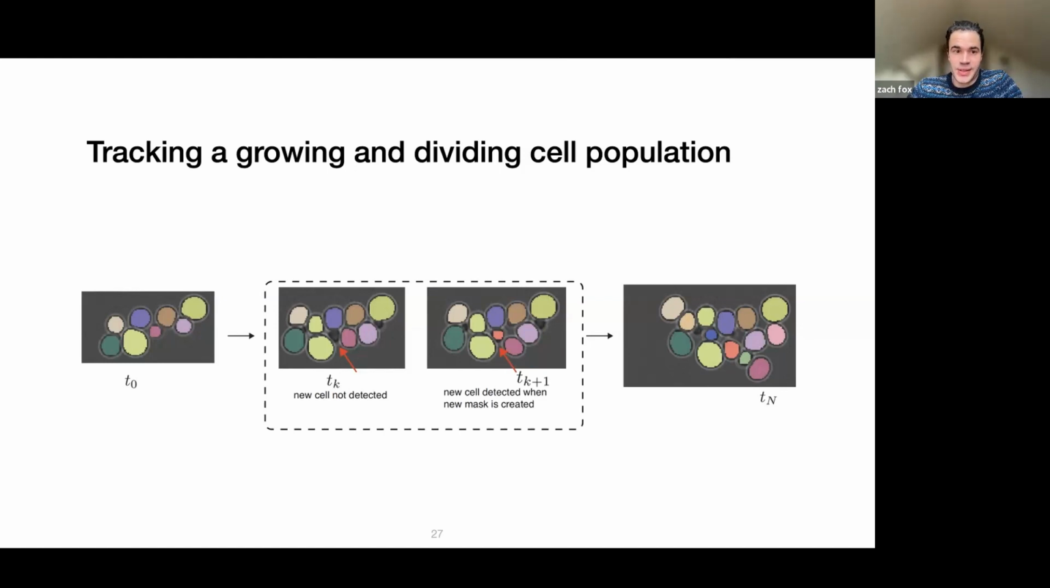So the tracking is simple. We just used TrackPy, a standard tracking Crocker-Grier algorithm. And so what happens here is the cells are dividing over time, so you need to detect them when they're created. And so you can see that occasionally we do not immediately detect new cells, but once they reach a size that is reasonable, we do detect them, and then we can track them over time.